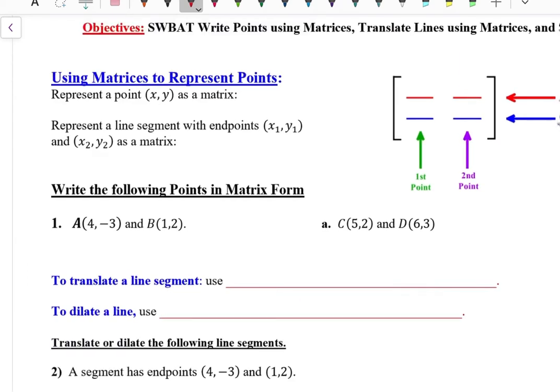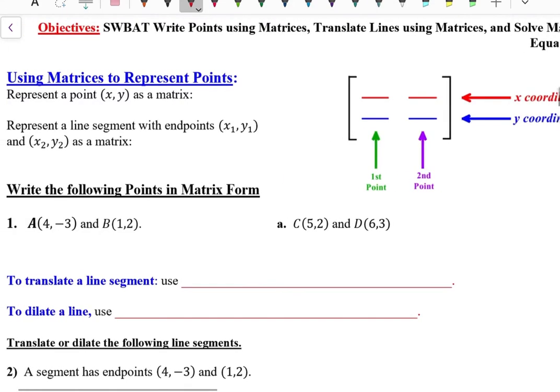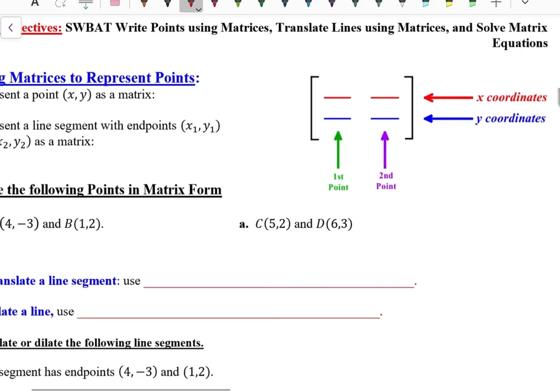So if we wanted to represent a line segment with endpoints x1, y1, x2, y2, here's our matrix that we're going to put it into. It's a 2 by 2 because we've got 2 points and each point has an x and a y. So our x coordinates are going to go in this top row. Everything up there is going to be an x coordinate. Everything in the bottom is going to be a y coordinate. So x coordinates have a row to themselves, y coordinates have a row to themselves.